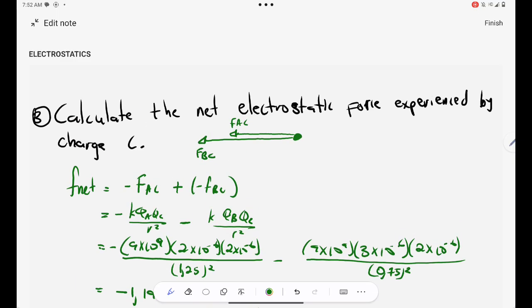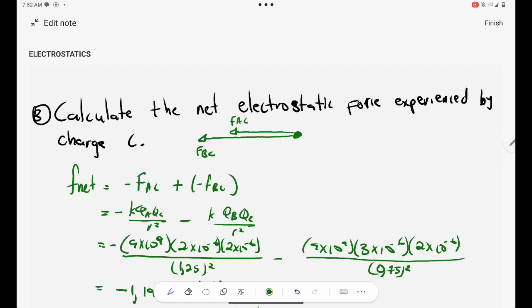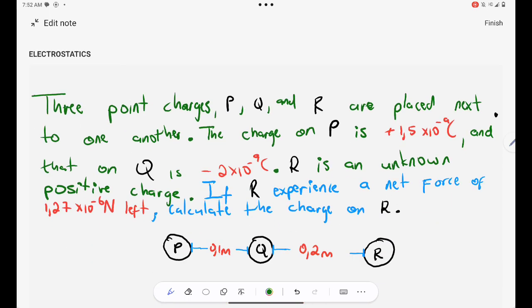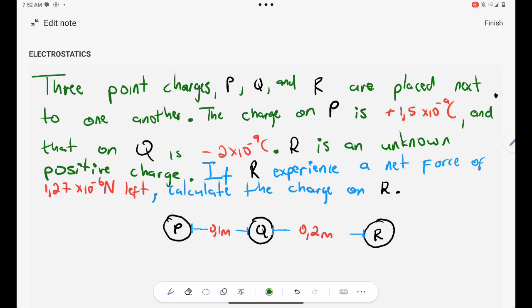That's how, guys, we deal with finding the resultant force if you have three charges. Okay, let's do the last question. We are told that 3-point charges P, Q, and R are placed next to one another. The charge on P is a positive 1.5 nanocoulombs. The charge on Q is negative 2 nanocoulombs. And then R is just an unknown positive charge.